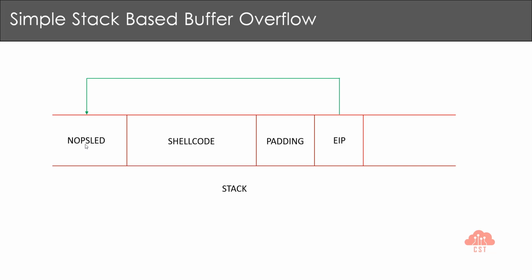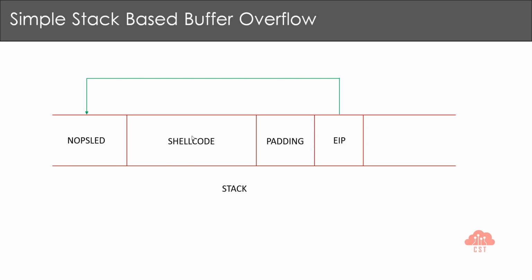NOP stands for no operation. It basically does nothing but pass the execution to the next instruction. Now the reason we are going to use this NOP sled here is that when we control the EIP and pass the execution to this NOP sled, it basically does nothing but slide the execution towards the shellcode, and at some point the execution will land on the shellcode and our shellcode gets executed. So that's the whole idea.